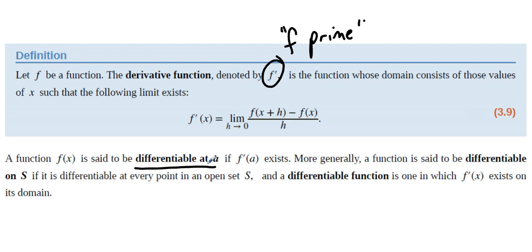Derivatives are slopes. A couple of vocabulary words here. A function is said to be differentiable if it has a derivative. So we don't talk about derivatizing, we talk about differentiating. We don't talk about derivatizable, we talk about a function being differentiable. A function is differentiable on S if it is differentiable at every point in S, and a differentiable function is one in which f prime exists on its domain.